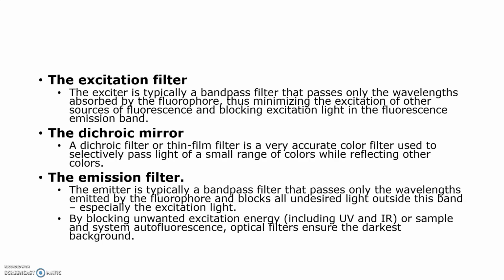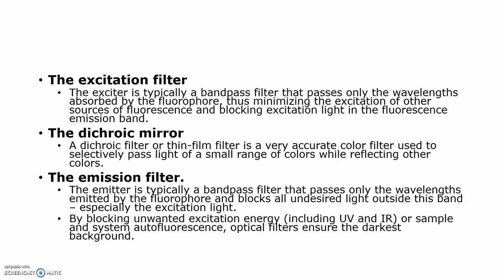Next is a dichroic mirror. It is also known as a dichroic filter. It is a thin film filter. It is a very accurate color filter which is used to selectively pass light of a small range of colors while reflecting other colors. Then the emission filter.